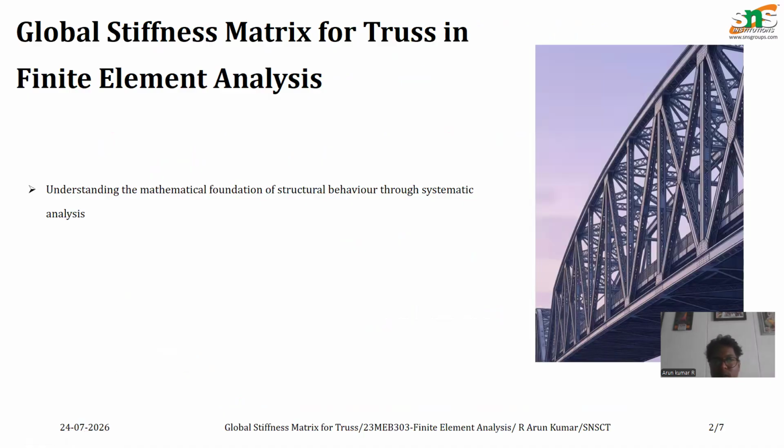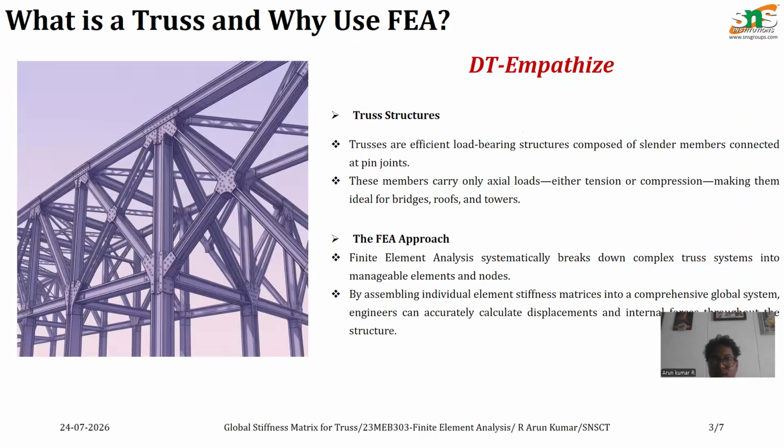First of all, the global stiffness matrix for the truss in finite element analysis. You have to understand it is one of the mathematical foundations of structural behavior, especially for systematic analysis. So what is a truss? We know that a truss is a combination of members, joints and supports. Why are we using the truss, and why do we use FEA?